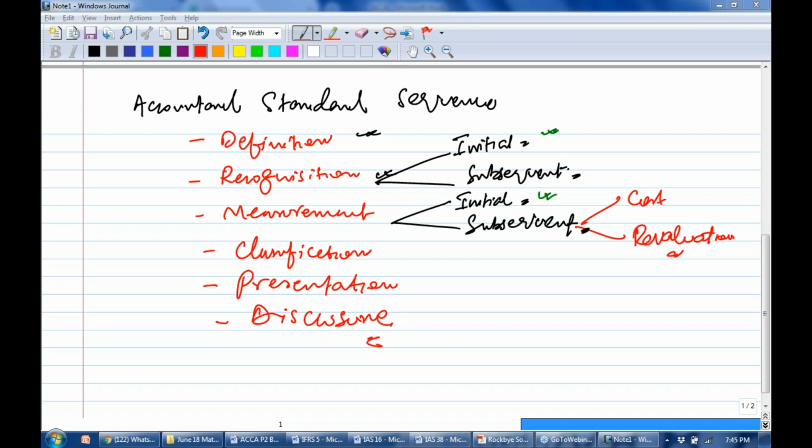Number two, property, plant and equipment can be categorized as land or other than land. Land is a non-depreciable non-current asset, and other than land is a depreciable asset.